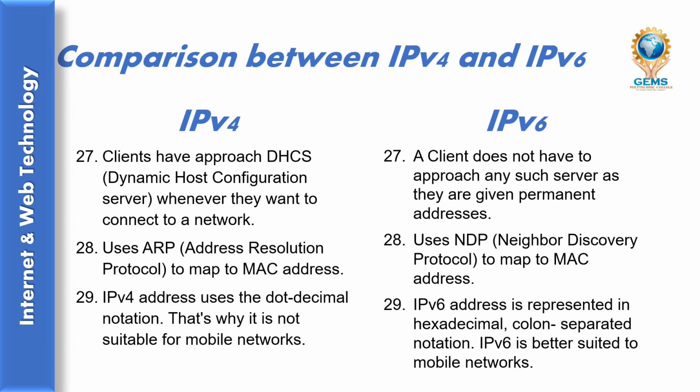An IPv4 address uses dot decimal notation. That's why it is not suitable for mobile networks. But in IPv6, the address is represented in hexadecimal colon separated notation. So IPv6 is better suited to mobile networks.